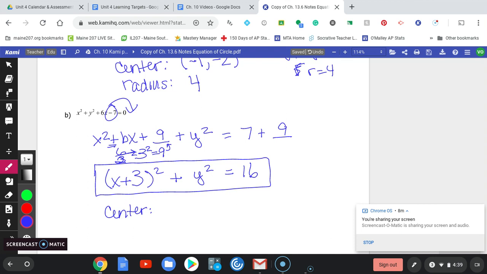And now my center, well, x plus 3, if it were x minus h, we would need a -3 for h to make that happen. And then we're not subtracting anything from the y, that's a 0. And then the radius is going to be, well, we know r squared equals 16. We square root both sides, and our radius is equal to 4.